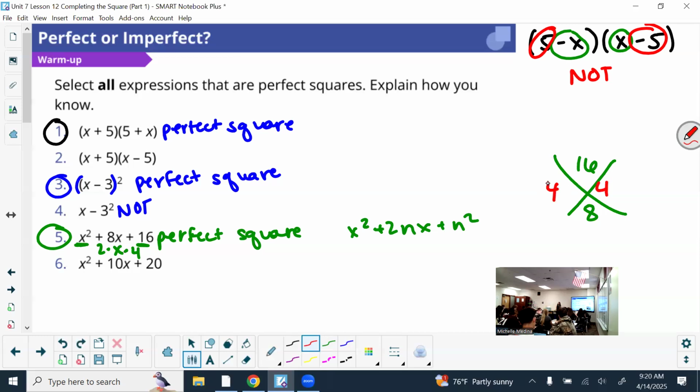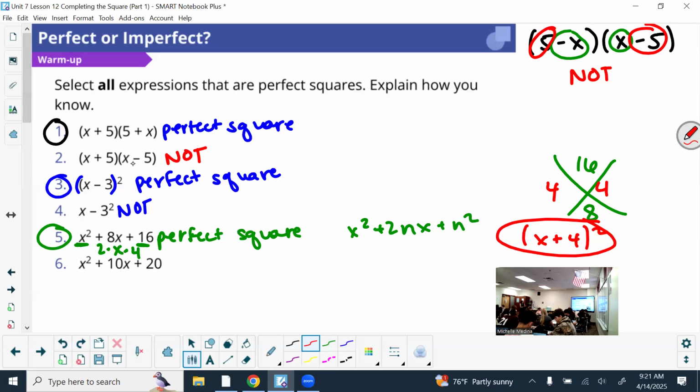And the reason why I said times itself is because we want it to be the same number if it's a perfect square. Does 4 and 4 also add to 8? So yes, in the factor form, it'd probably be easier to see that it's a perfect square, if it's x plus 4 times x plus 4. So yeah, we already said expression 4 is not a perfect square. We can easily see that number 2 is not a perfect square because they're not exactly the same either.